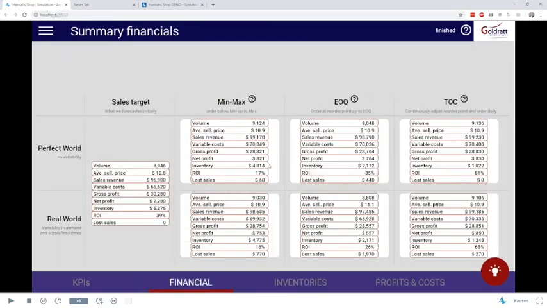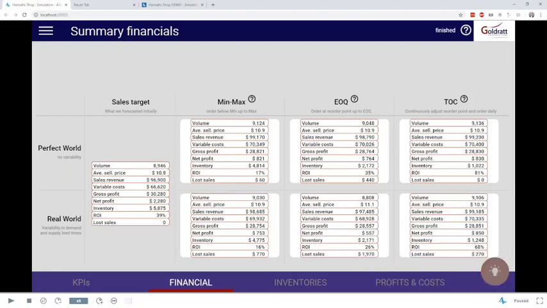You also have the ability to compare financial metrics, for example, lost sales. So in the perfect world, we sometimes have lost sales due to seasonality, because there's sometimes a surge. But typically lost sales occur much more in the real world, where we have these random fluctuations and the inventories can't actually cope.